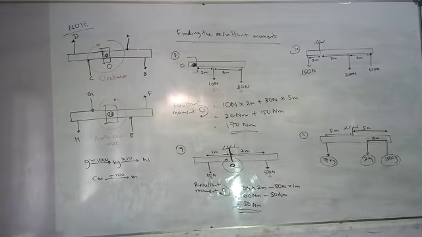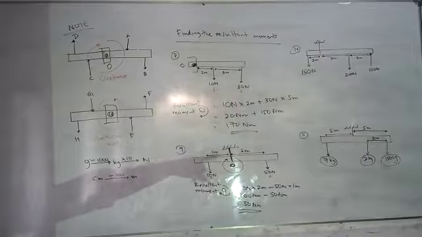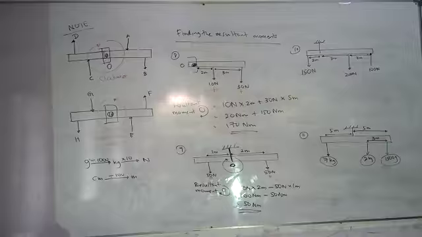Eleventh one, you have three weights giving the masses. First one is 7 kilograms, then 2 kilograms, and then 1500 grams. Distances are also accordingly given. You have to calculate. You have to find out the distances and the weights actually.